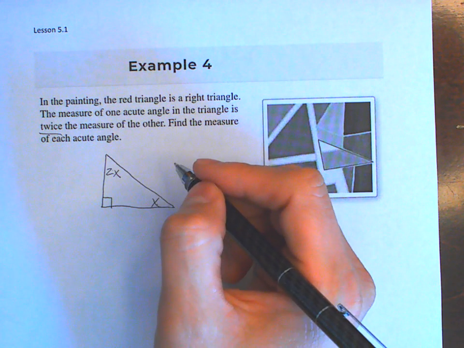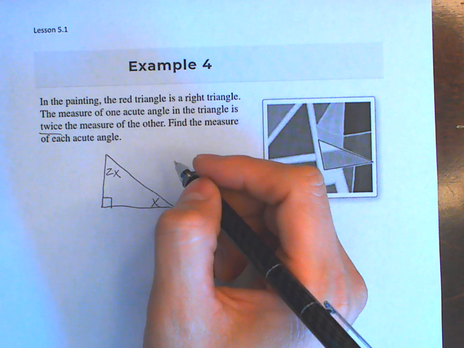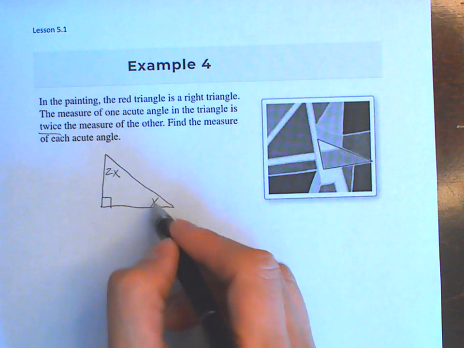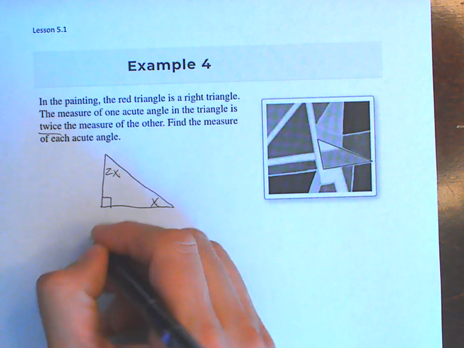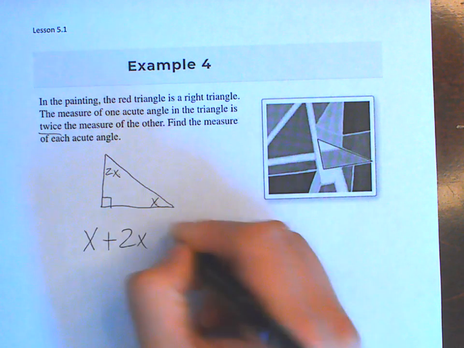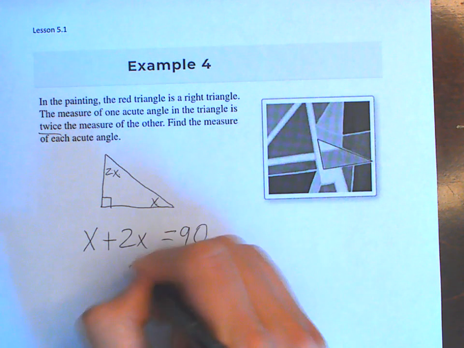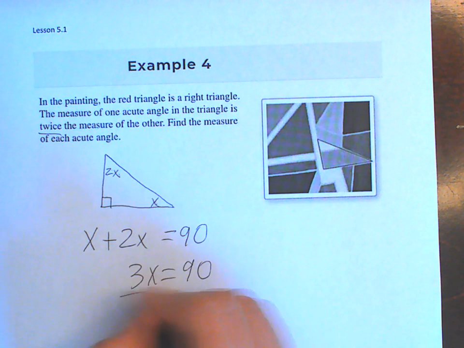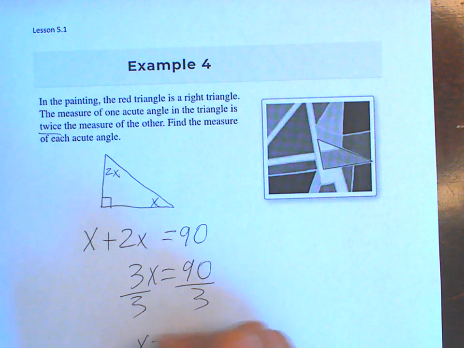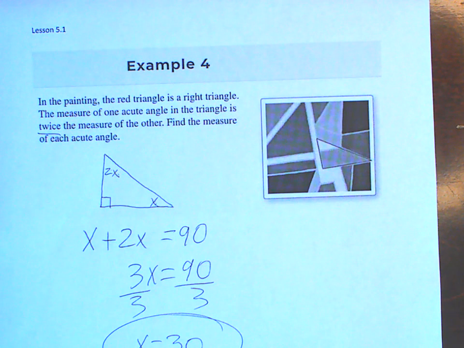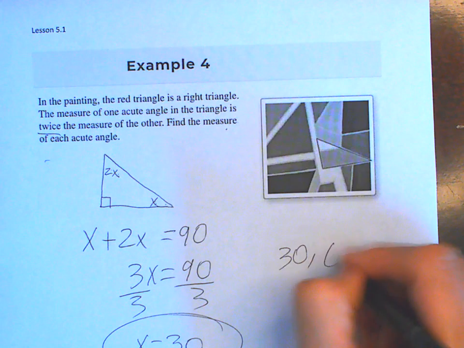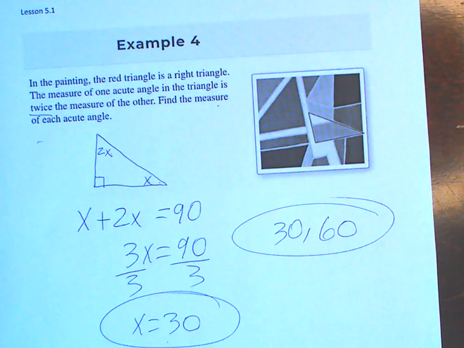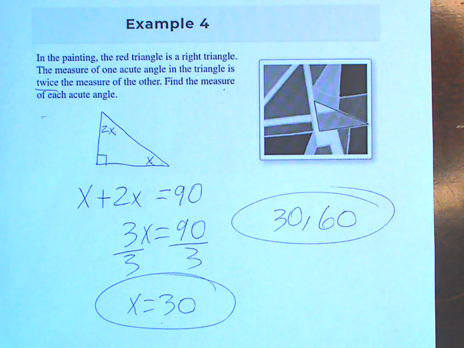Now, the theorem that we did learn, corollary 5.1, the corollary to the triangle sum theorem, says that these two acute angles, their sum, is going to be complementary. So that means x plus 2x equals 90, giving you 3x equal to 90, divided by 3, x is going to equal 30. So find the measure of each acute angle. You know one of them is 30, so the other one is twice that, so 2 times 30 is 60. So those are the angle measurements.